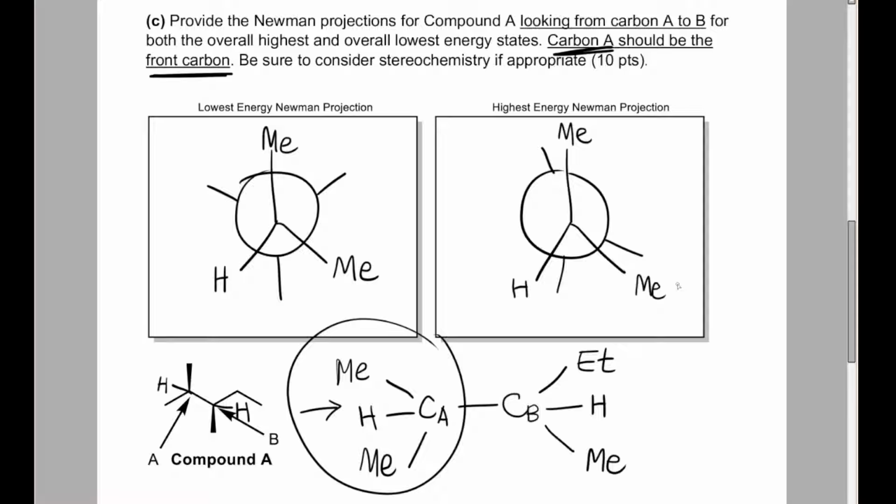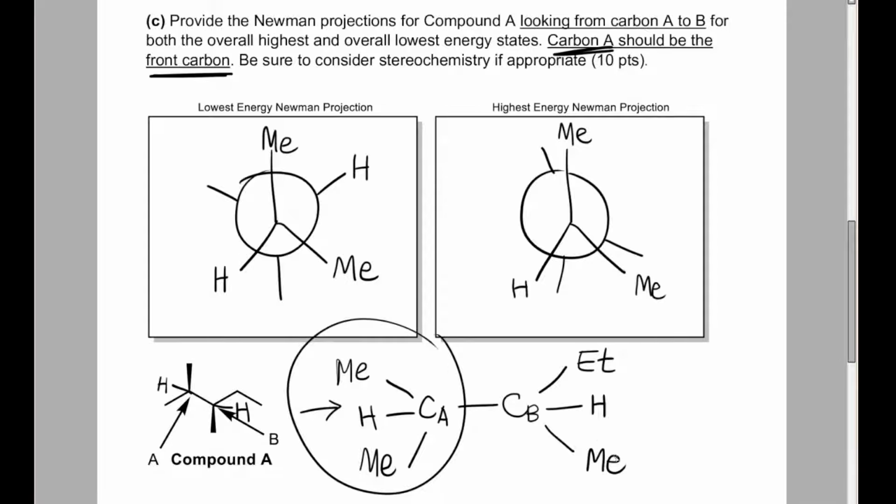So for the lowest energy projection, we want to make sure the biggest groups are separate from each other to avoid the interactions between them. So a trick that I learned was to just keep the same groups diagonal from each other. So for example, we have this hydrogen, right? And there's a hydrogen in the front carbon. So then we can just place this hydrogen directly diagonal from the front one.